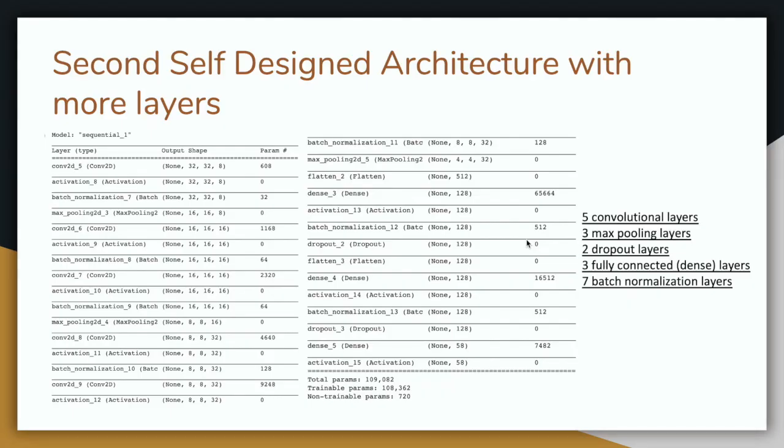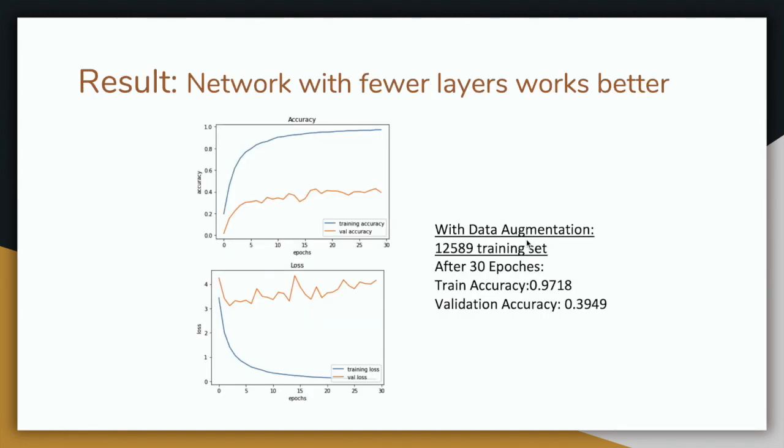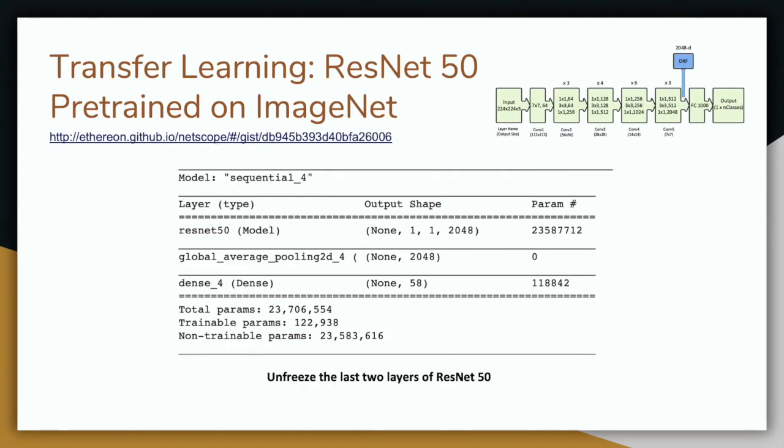Then we try another self-designed architecture with more layers to see if it will help. It includes 5 convolutional layers. For the result, after 30 epochs, the training accuracy and validation accuracy are all lower than the first one with data augmentation. So we conclude that the network with fewer layers may work better because of the limitation of our training set size. Then we try transfer learning.